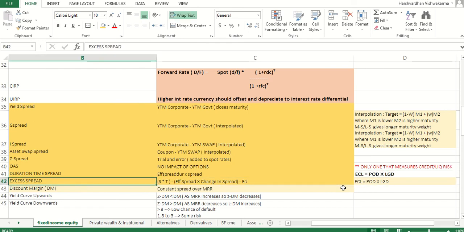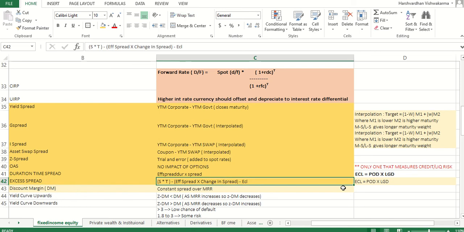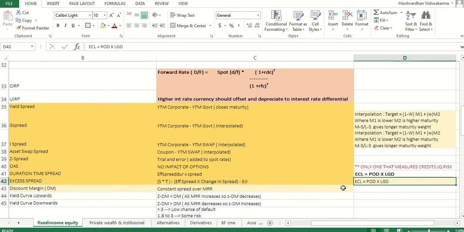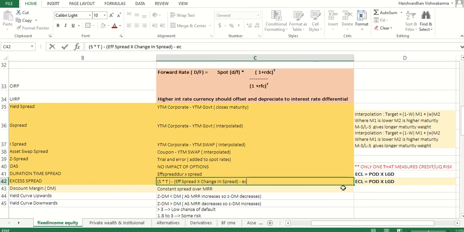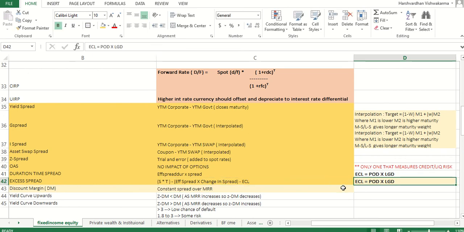So we have it in the next point itself, excess spread, which has a simple formula which is S into T, where S is the spread, T is the time for which you want to predict the spread, minus the effective spread duration into change in spread, minus the ECL. Now ECL over here is given as probability of default into loss given default. So ECL is more or less given directly, or if not, these two variables will be given in the exam, which are the probability of default and the loss given default.